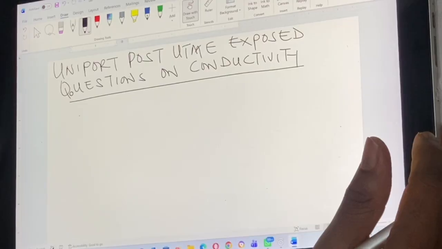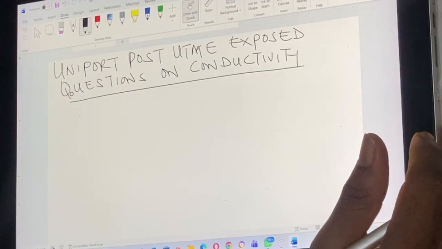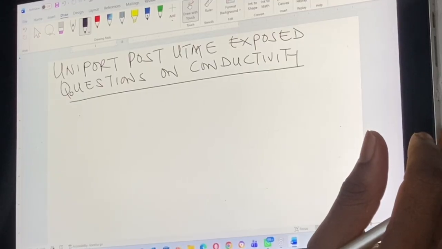Okay, please write. Conductivity is the ability of a material to allow electric current to pass through it. Full stop there.